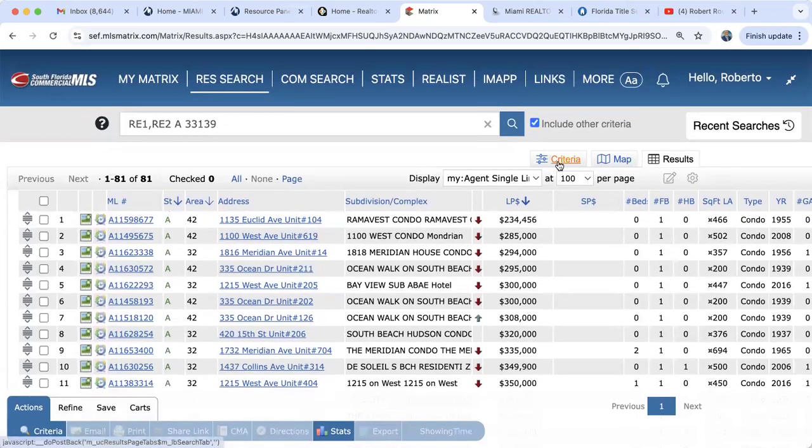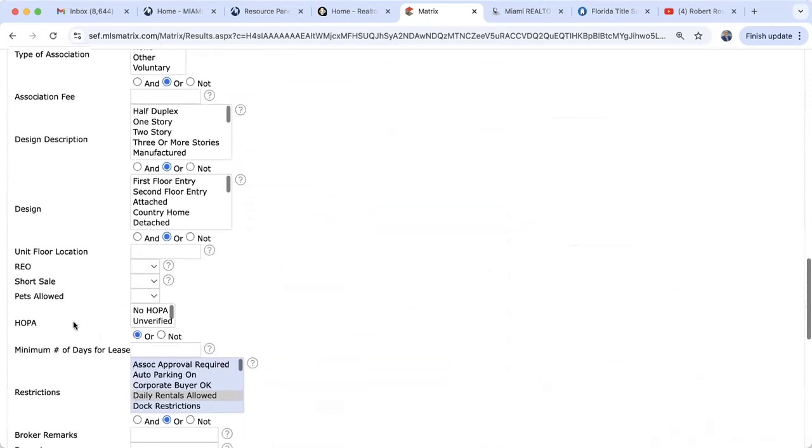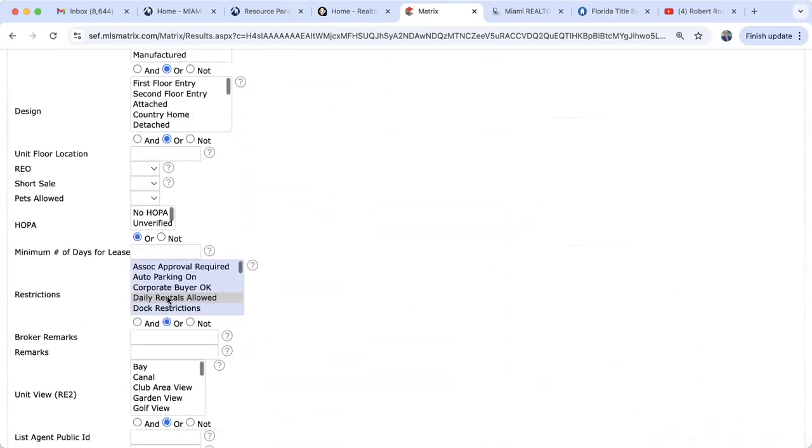Now I'm going to go back to criteria and we're going to go back to the additional fields. So that was daily rental. What if we're not interested in daily rental, but we're interested in leasing the property right away? All right, so there is a restriction here called okay to lease. And then there's another one here called okay to lease first year. I don't see it. There it is. Okay to lease first year.